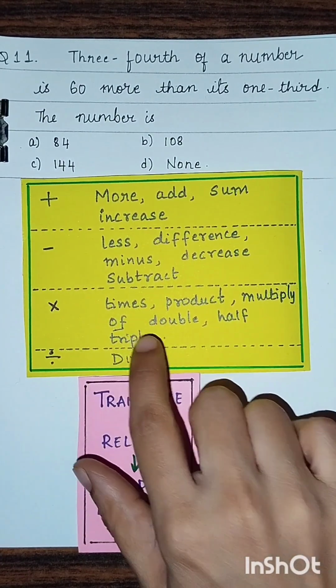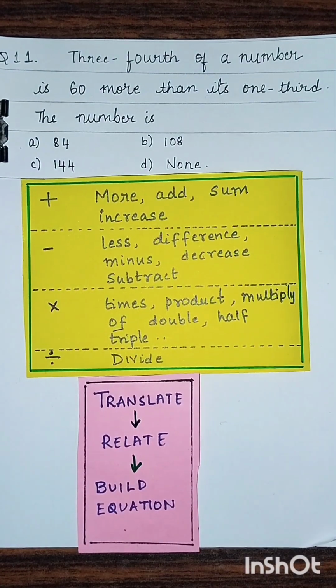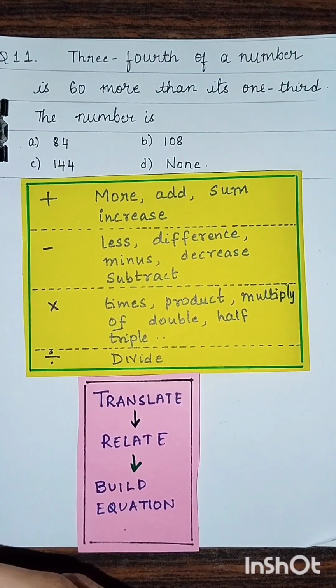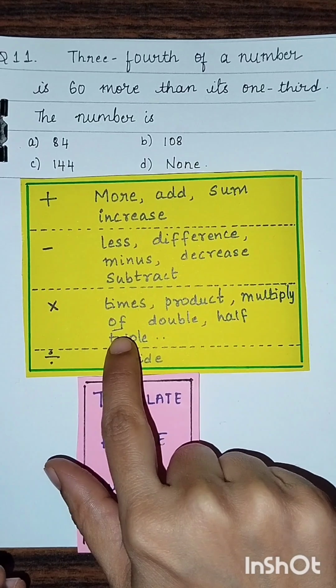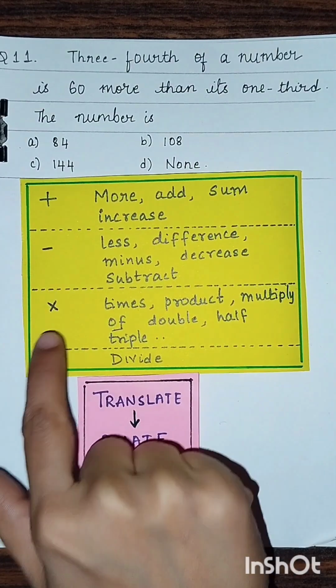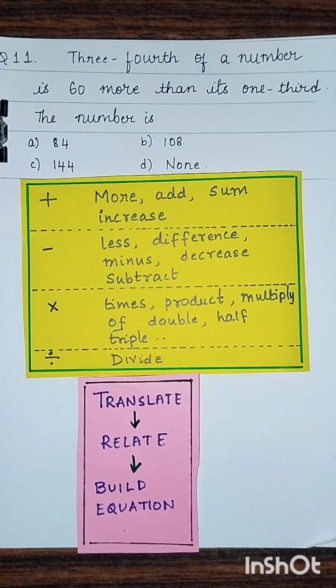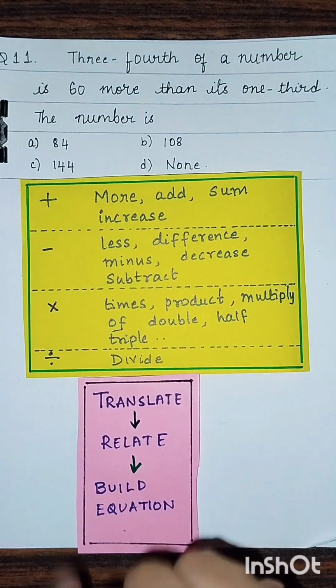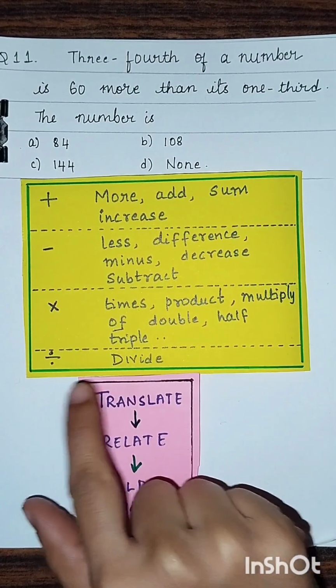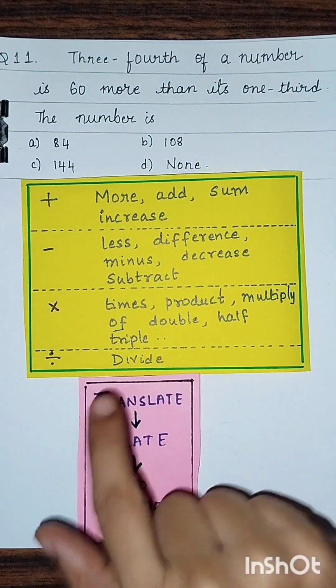When you have times, double, triple, product, multiply, 1/4, 1/5, and especially the word "of", which will be used often, we have to use the multiplication symbol. And divide, they will ask in the direct way, so at that time we will divide.